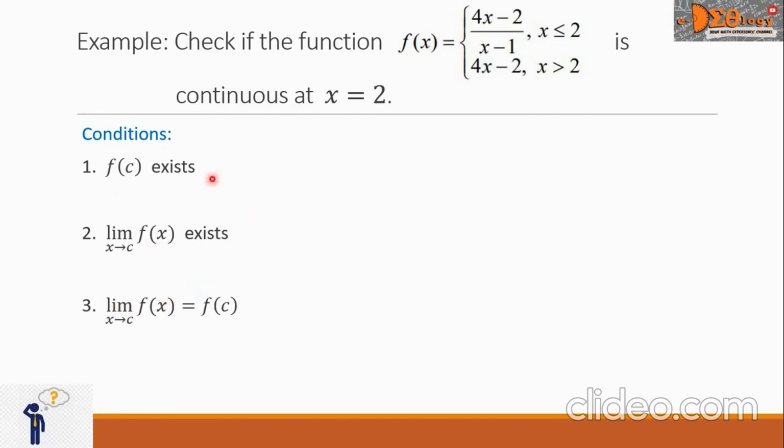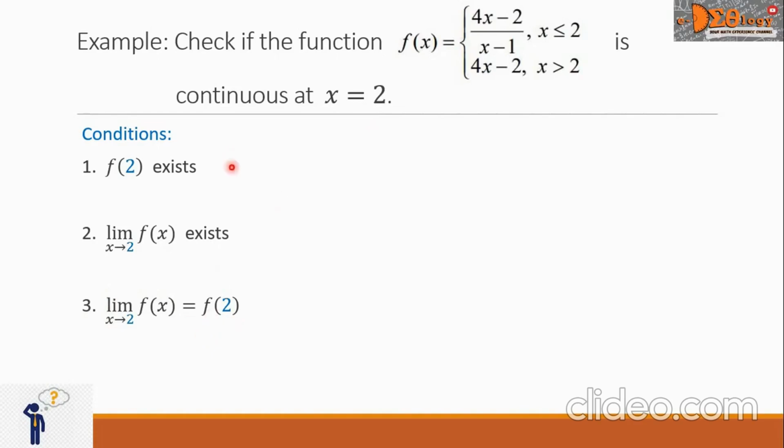In this problem, the value c is the number 2, so we substitute it here. In condition 1, f of 2 must exist in the function. Number 2, the limit of f of x as x approaches 2 must exist. Condition 3, the limit of the function as x approaches 2 is equal to f of 2.